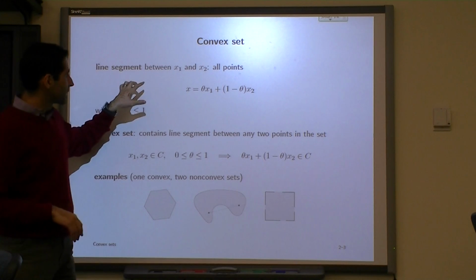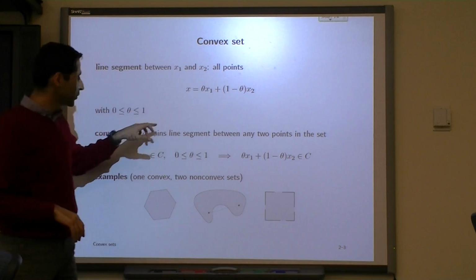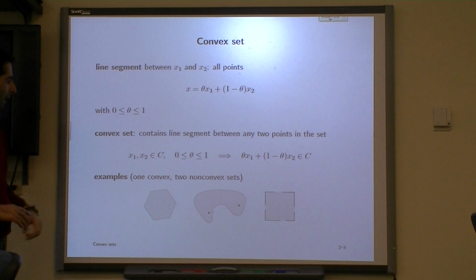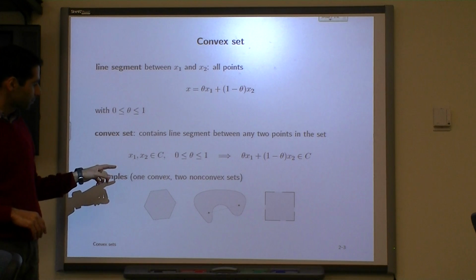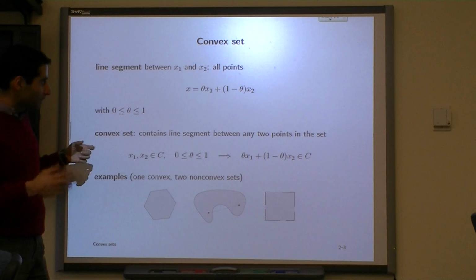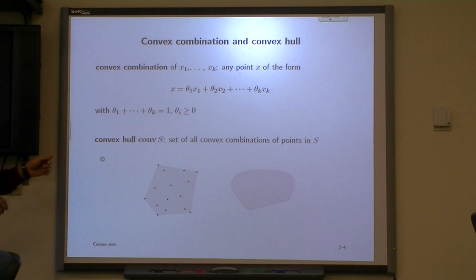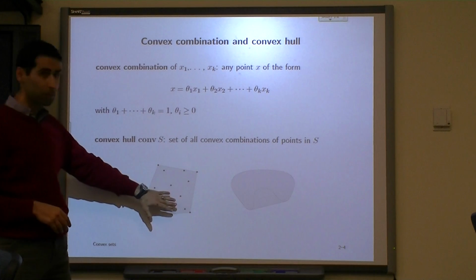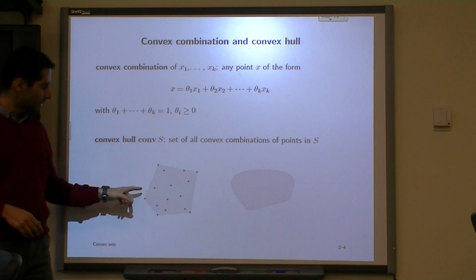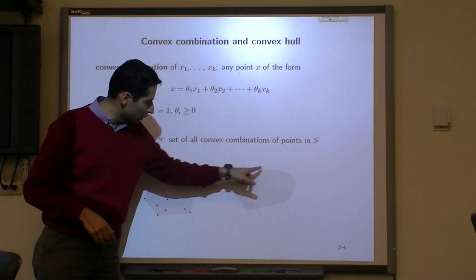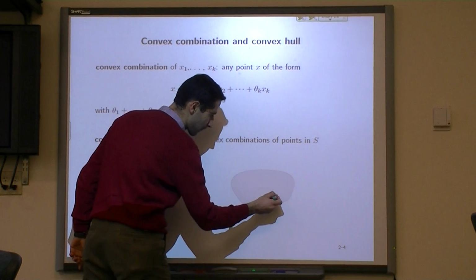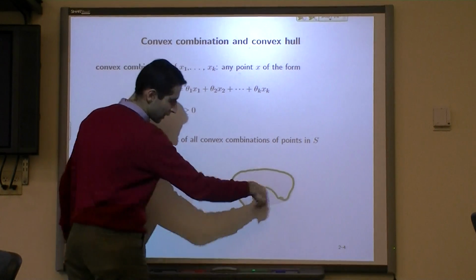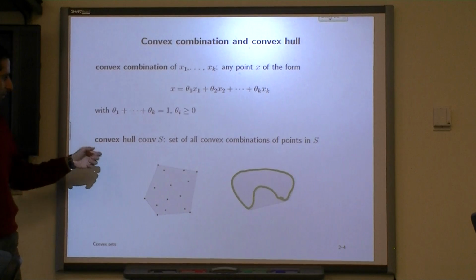Line segment was all points between two points x1 and x2, where theta is some number between 0 and 1, and we define a convex set as this one. Let's go a little faster. We define the convex hull and convex combinations. We had the set of the points, and we define this gray set as a convex hull. If we have the original set as this one, the gray one is the convex hull of this set.